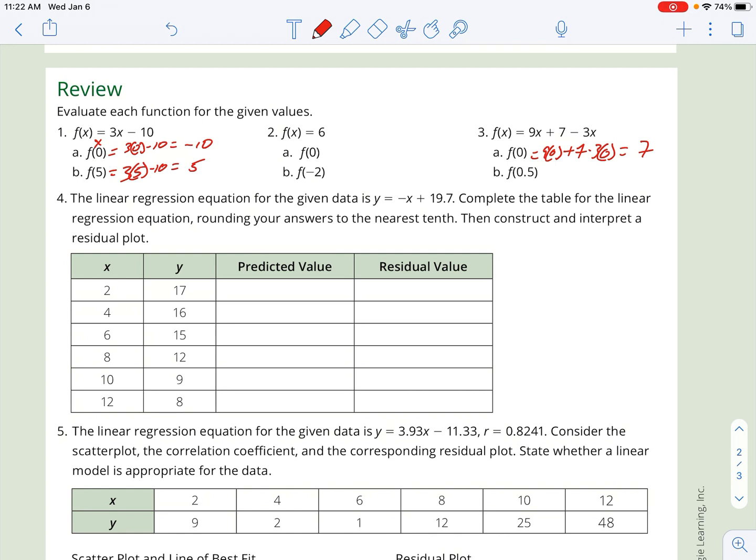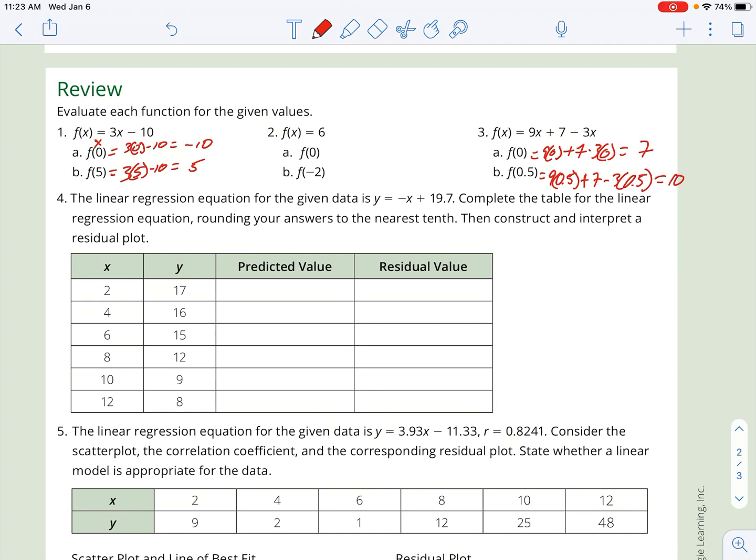And then 0.5, might need to get your calculator on this one. Plug it in exactly as you see it. 9 times 0.5 plus 7 minus 3 times 0.5. And eventually when you plug that one in, actually, let me do it myself because I was looking at my answer key and I don't know if that is the same answer. It is turning out to be then 10.